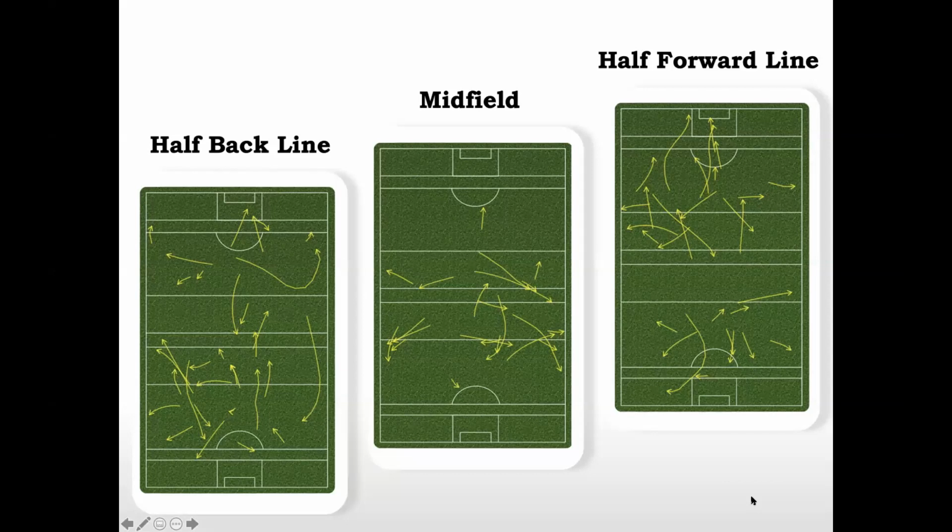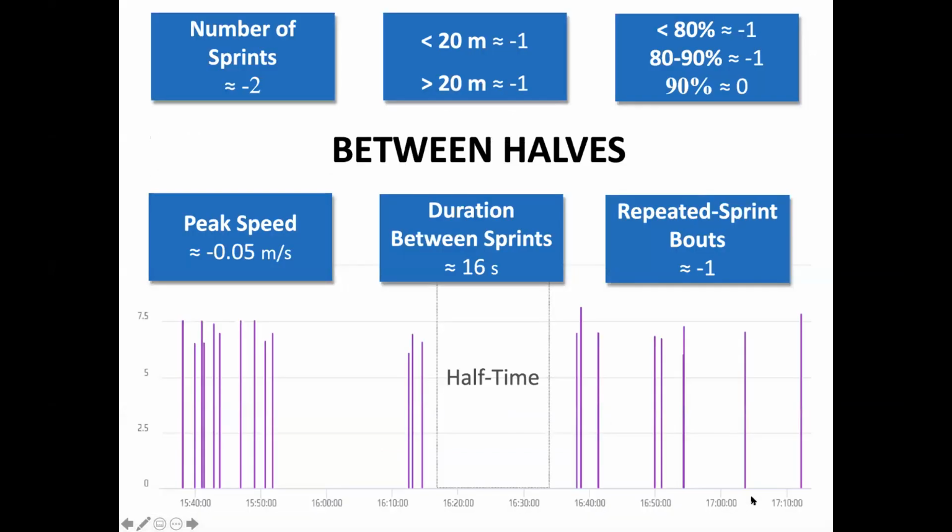Now, the majority of sprint efforts occur around the ball, so using the ball in practice will help with this decision-making process. Now, an interesting finding when we looked at the difference between playing halves across all the metrics: there was a minimal drop-off.